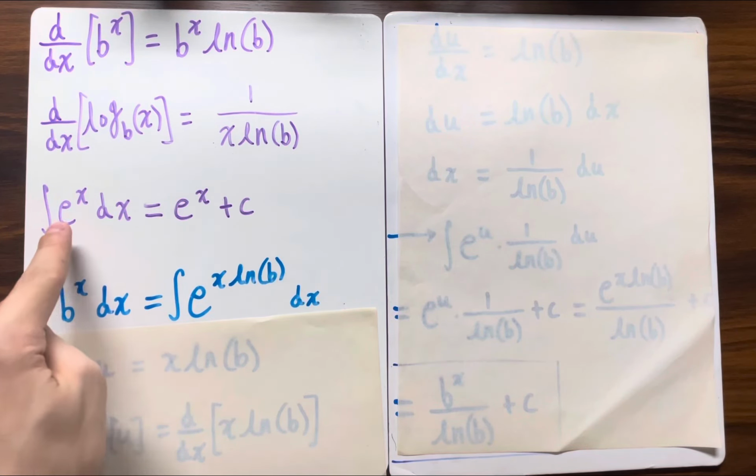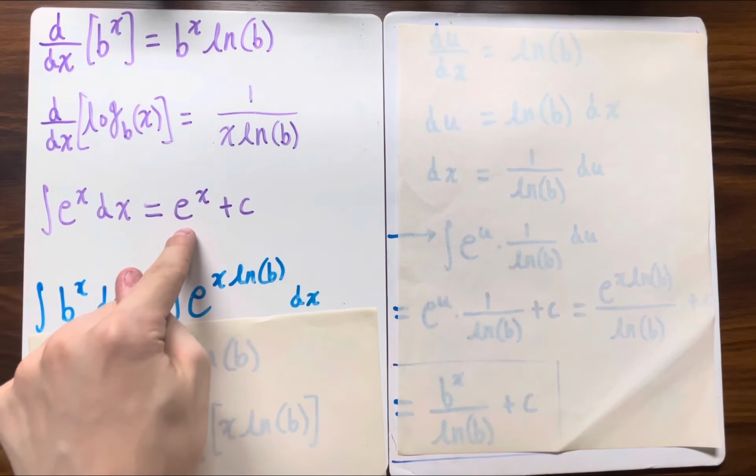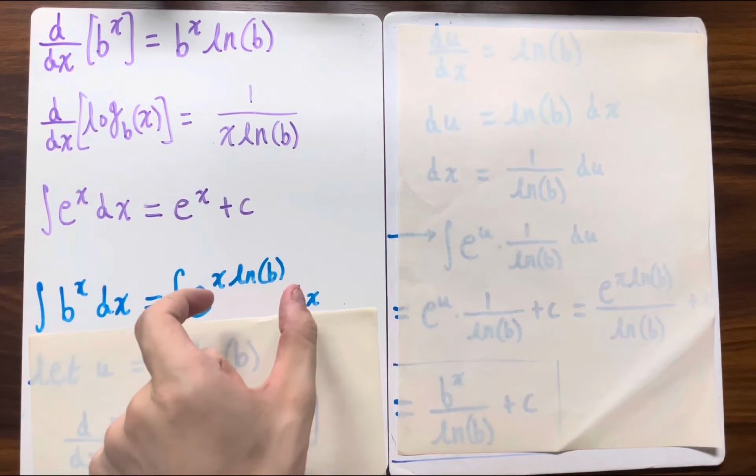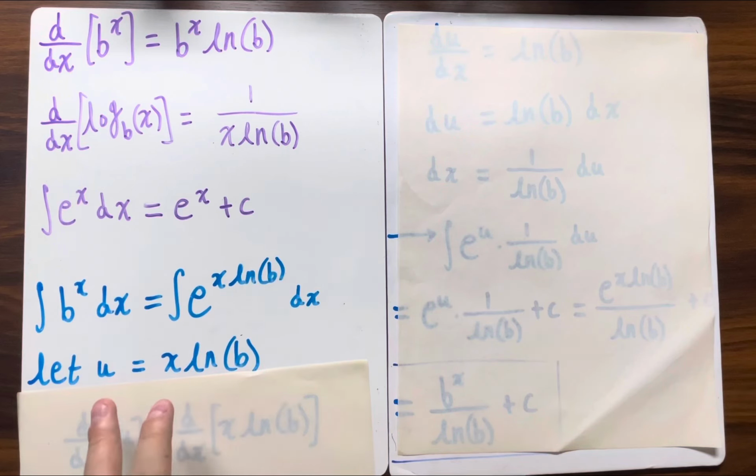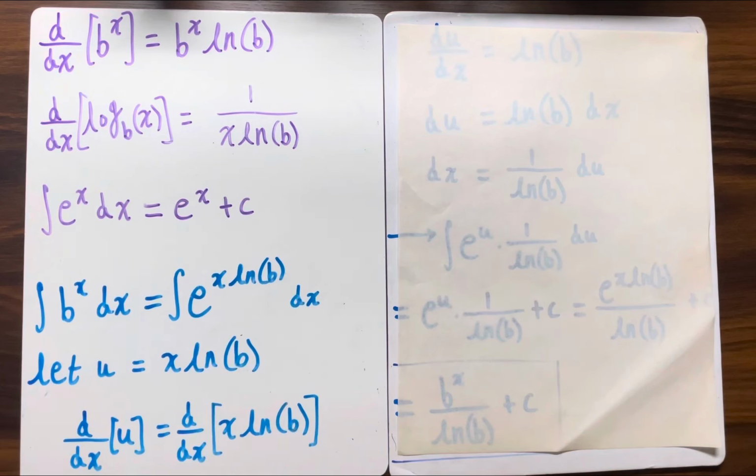So we know that the integral of e to some variable is just e to that variable plus c. So we need to let this equal some variable. So let's let it equal u. You can let it equal whatever letter you want. So I'm going to say let u equal x ln of b. And now we can take the derivative of both sides of this equation with respect to x. And we get du dx is equal to the derivative of this.